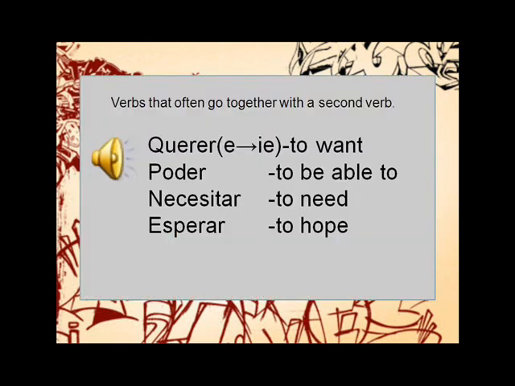Here's a list of verbs that often go together with a second verb. That means these are the first verbs, the ones that you're going to conjugate. You have querer, to want, poder, to be able to, necesitar, to need, and esperar, to hope.